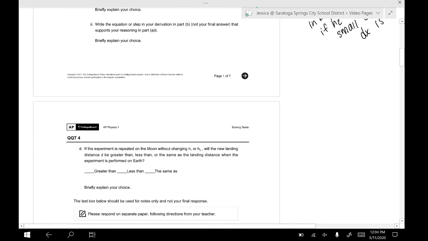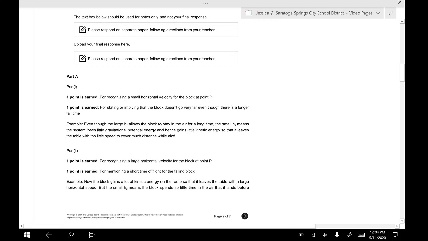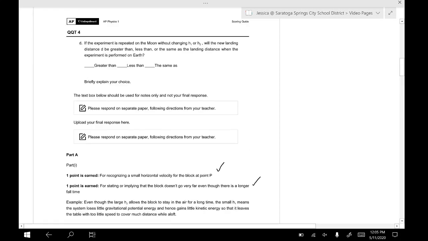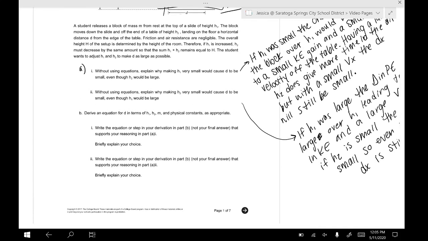Let's check my scores for that. So part A1, I get 1 point for recognizing the small horizontal velocity and for implying that the block doesn't go very far, even if there's a longer time of flight. I did that. Part 2, for recognizing the large horizontal velocity, but a short time. So I need both of those things, the information about the horizontal velocity and the time of flight, for both A1 and A2 to get full 4-point credit. The formatting here got kind of weird.